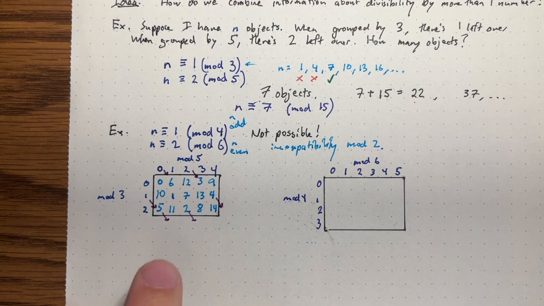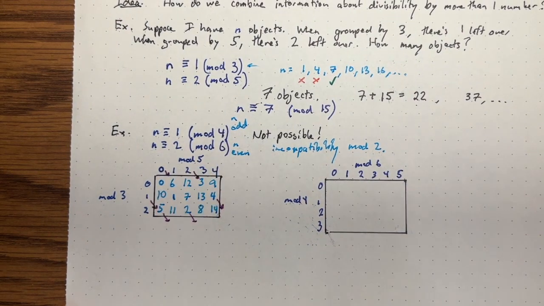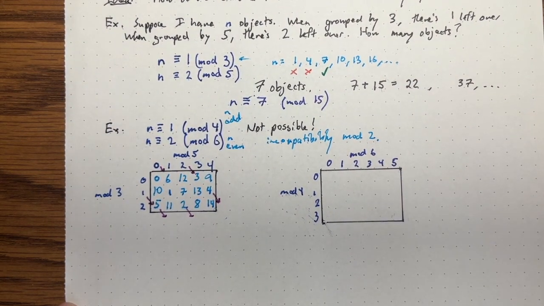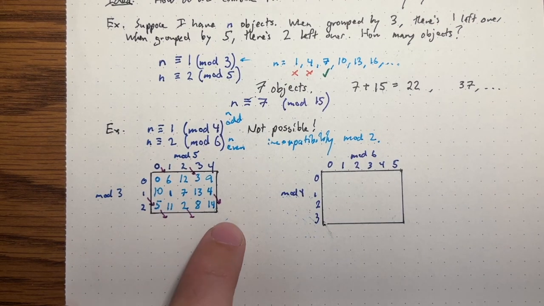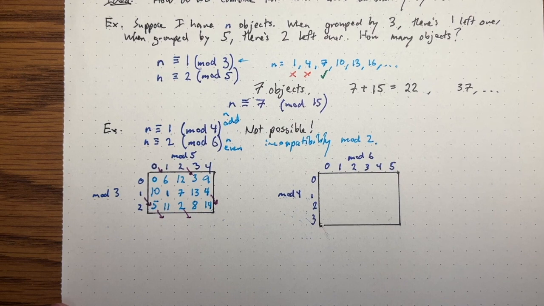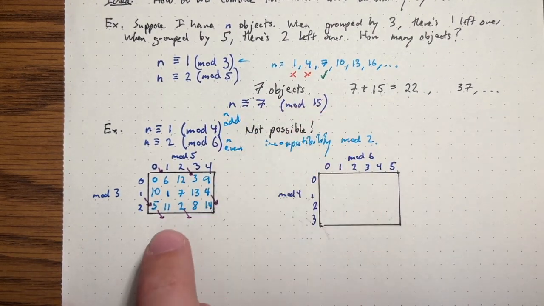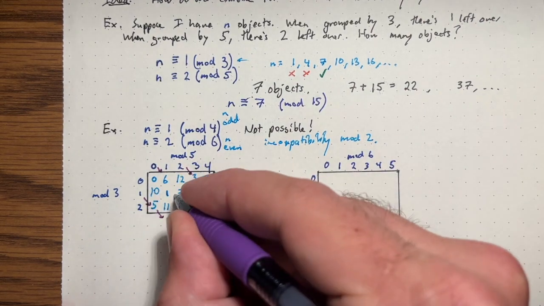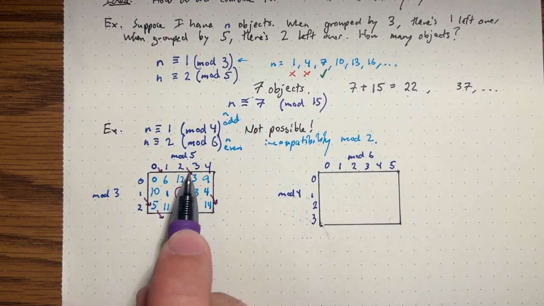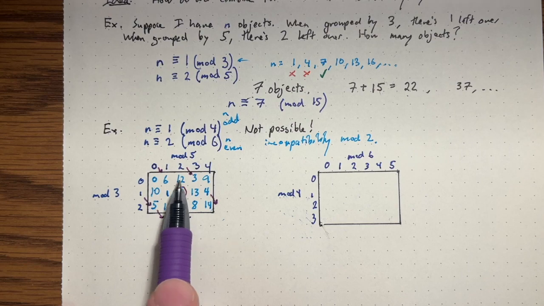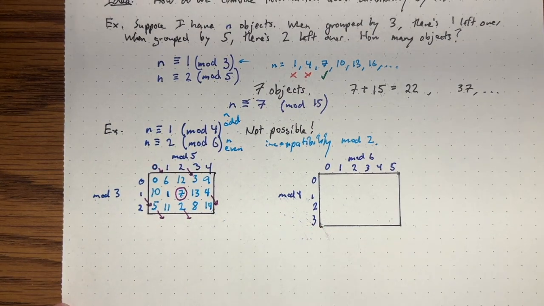Okay, so we were actually able to fill in every box with exactly one number from 0 to 14. Okay. And we can see actually our solution here. So 7 mod 15, 7 is right here. And that is sort of the unique number, mod 15, that's congruent to 2 mod 5 and 1 mod 3.